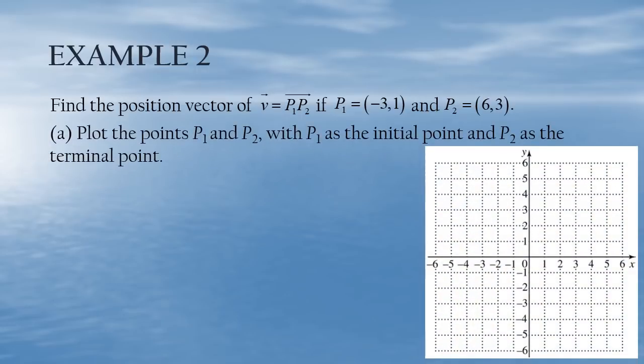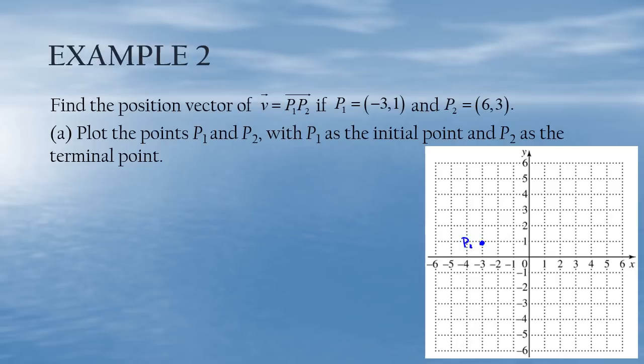And we're going to do this step by step. Part A says to first plot the points, p sub 1 and p sub 2, with p sub 1 as the initial point of your vector and p sub 2 as the terminal point. So let me go ahead and do that. I'm starting at the origin. I'm going to move 3 to the left, and I'm going to move 1 up. So that represents p sub 1.